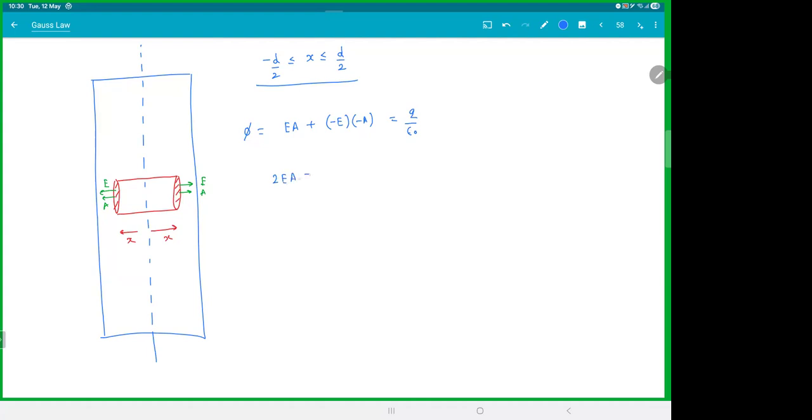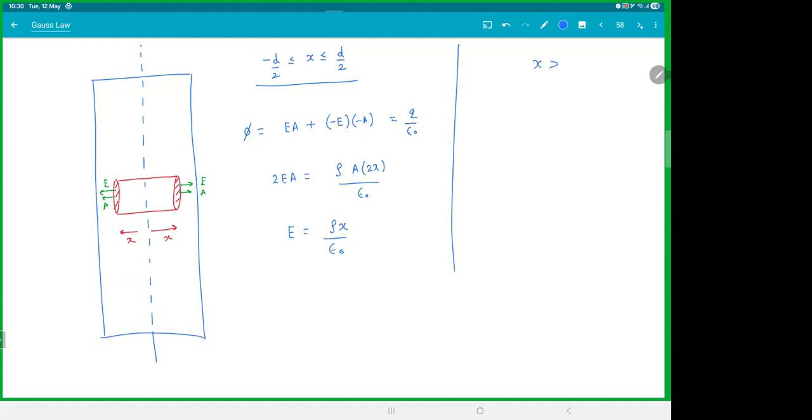So 2EA, what is Q? Q is the charge inside the red cylinder, which is rho into area into the cylinder's thickness 2x, by epsilon. Be careful, x is measured from the center. So you should take x on both the sides. So this would give you E equal to rho x by epsilon. It's a linear function. Meaning inside the thick sheet, the field will increase linearly.